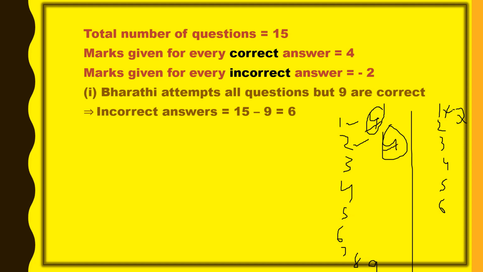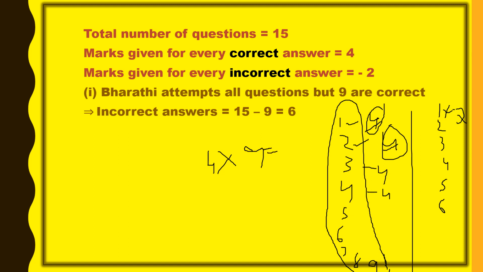4, 4 plus 4, 8, 8 plus 4, 12, 12 plus 4, 16. You will not count in this way. How will you count? First you see how many correct answers there are. You came to know that you got 9 correct answers. Out of these 9 correct answers, each answer is given 4 marks, which means 4 into 9 will be 36 marks.